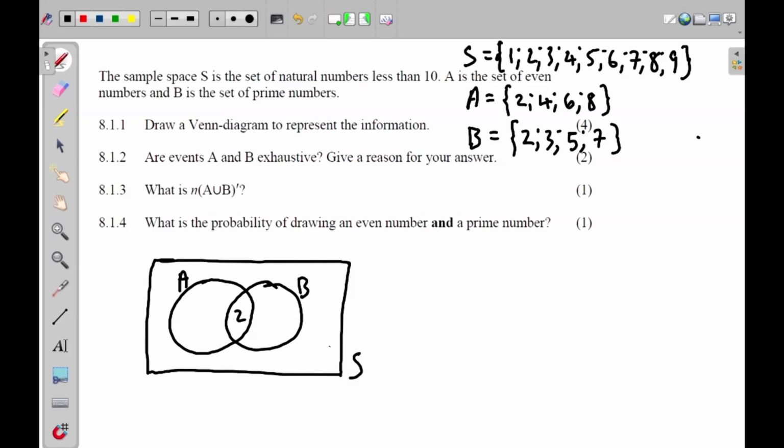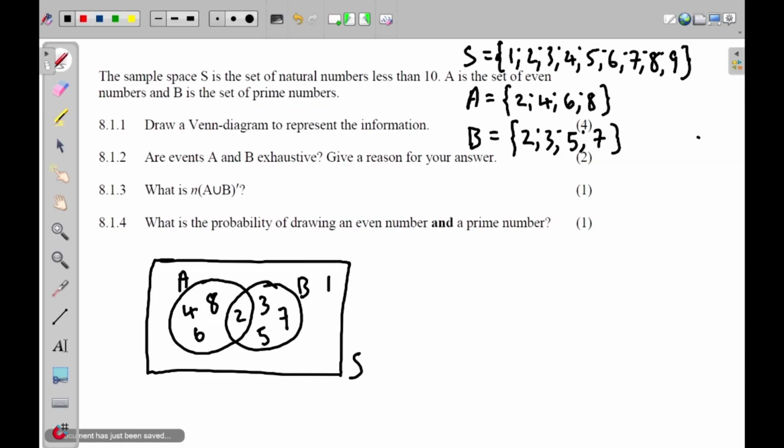So for event A, I have already indicated the 2. There's no need for repetition. So what remains is the 4, 6, and the 8. For event B, 2 is already there. Then I'll have a 3, 5, and the 7. Now it is time to check. Have I actually accounted for all elements that were in the sample space? The answer is clearly no. The 1 is not accounted for.